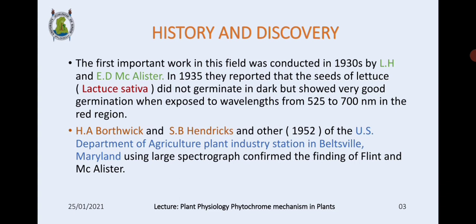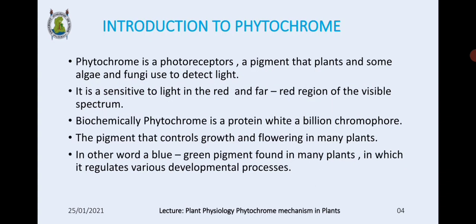So first of all, L.H. and E.D. in 1930 discovered that Lactuca sativa did not germinate in the dark period, but it germinated in the light period. The wavelength of light, 525 to 700 nanometers, is the red region. This point is known as germination for Lactuca sativa. The seed grows and germinates at this point.